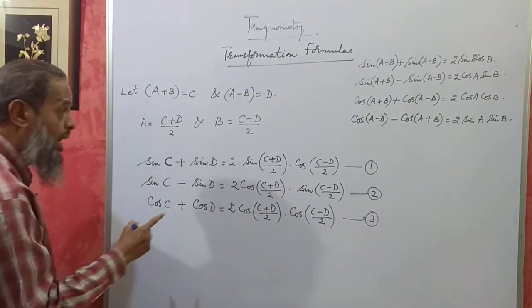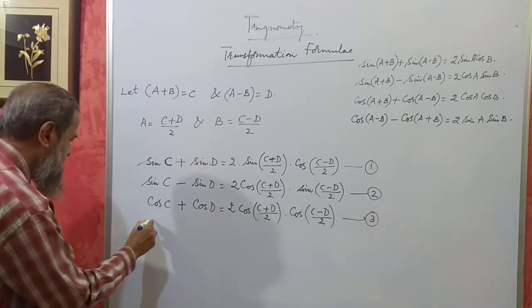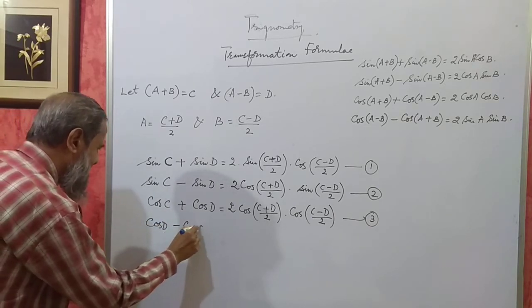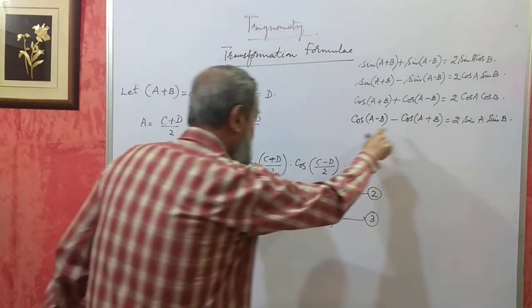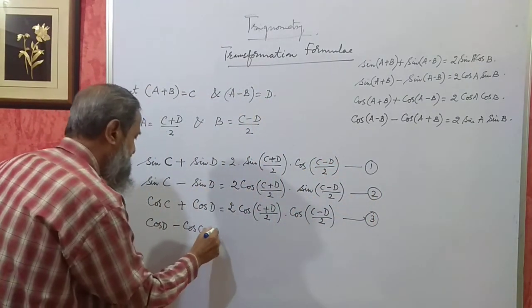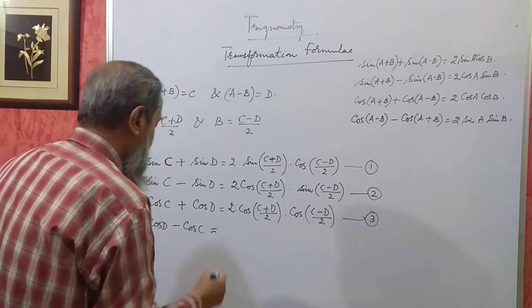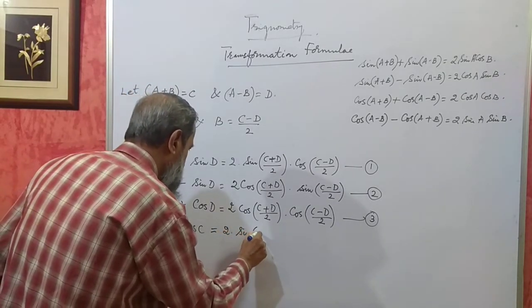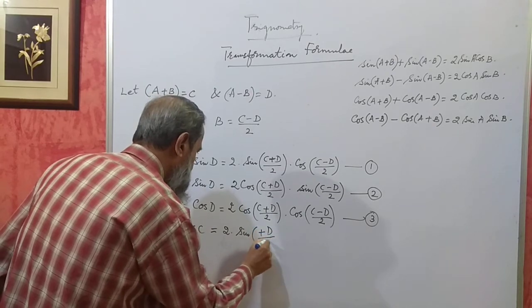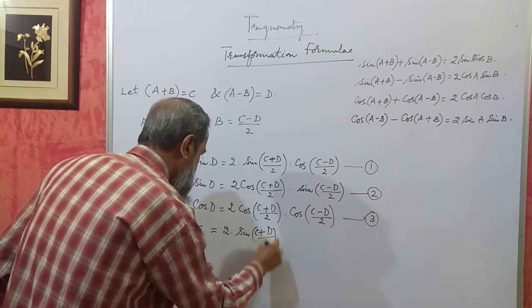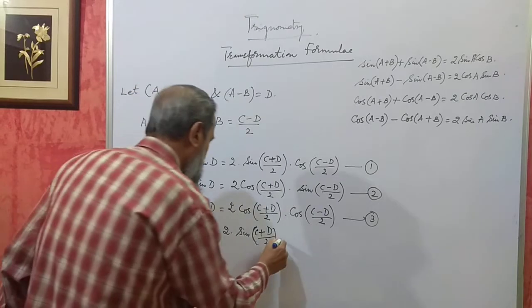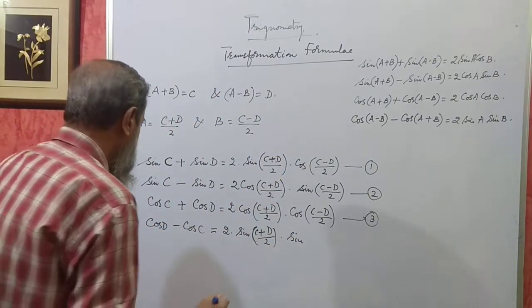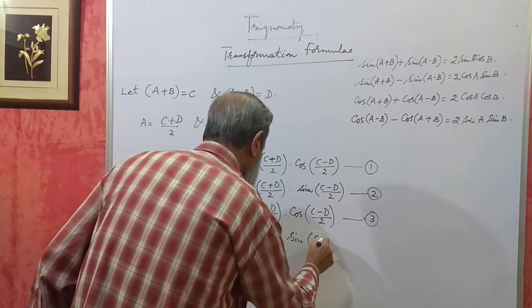Then cos D minus cos C, right? Cos D minus cos C is equal to 2 sin of (C plus D) by 2 into sin of (C minus D) by 2.